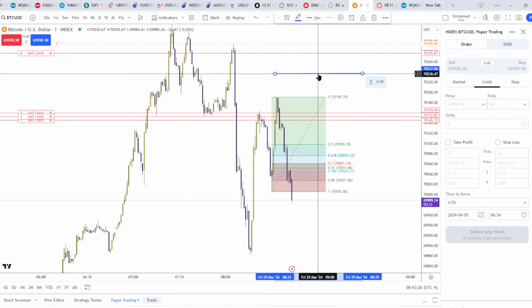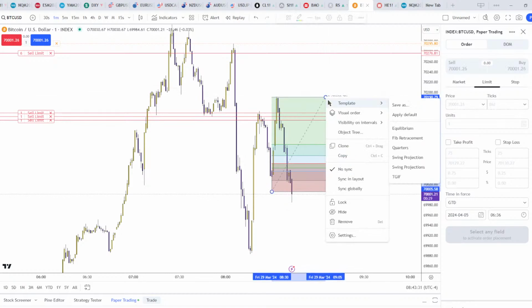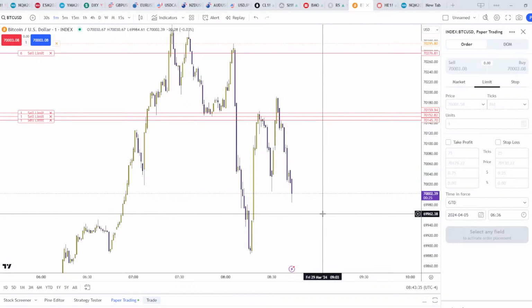It's just another way you can manage your trade. And again, how you manage your trade is your business. Just trying to give you some ideas is all. That's all I was doing.